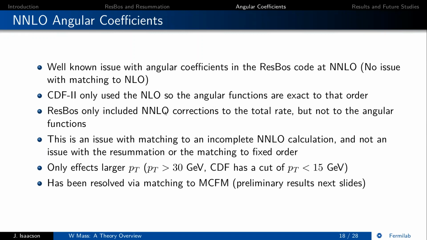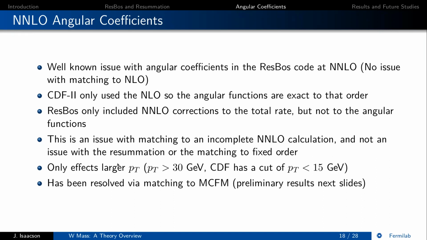It basically assumes you're producing an on-shell Z without decaying it, and you neglect the fact that the Z then has to decay, and you lose this angular information. However, this is an issue in terms of matching and the actual fixed order calculations, and it wasn't an issue with the main focus of the Resbos code, which is resummation.